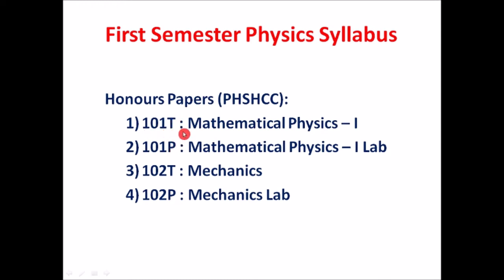So in 101T, that is the theory paper of Mathematical Physics 1, you will be learning calculus, vector calculus, orthogonal and curvilinear coordinates, introduction to probability and Dirac delta function, and theory of errors. Among these topics, calculus is known to you from your knowledge of mathematics in higher secondary. The other things will be new to you.